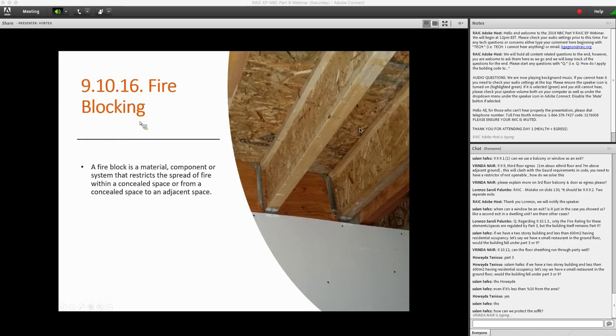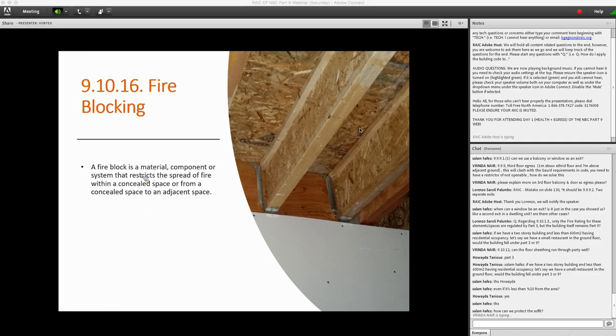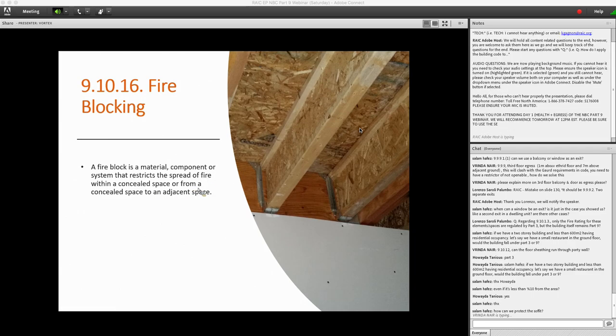Now, fire blocking. Fire blocking is typically when you have a concealed space, we want to have provisions in place to prevent fire spread through the concealed space to the adjacent building. So fire blocking is discussed in 9.10.16 of the code. Now, a fire block is a defined term, and it's a material, component, or system that will restrict the spread of fire within a concealed space.